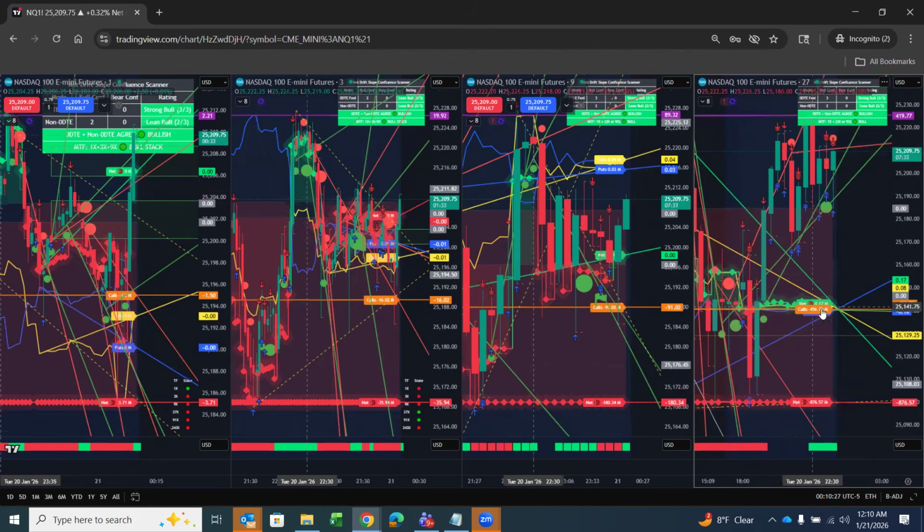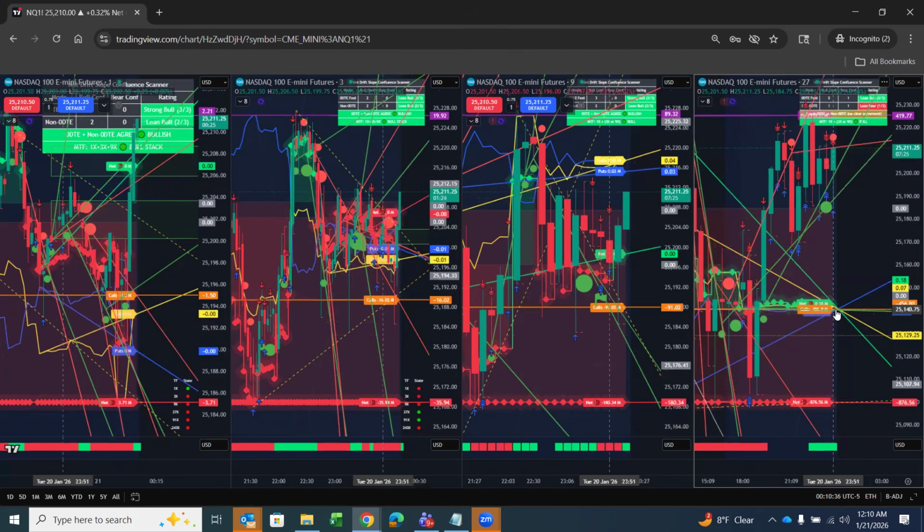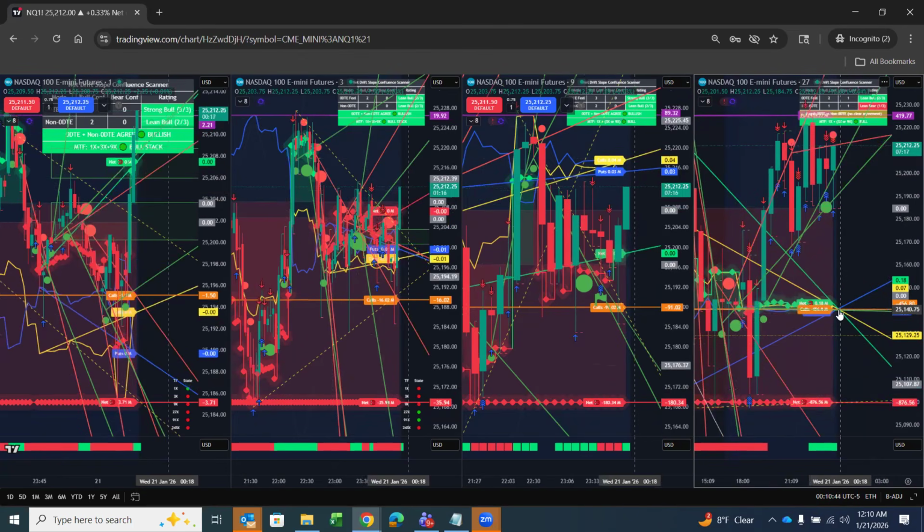That's where all the buyers and bears are, all the way at 25,140. So I do think that price is going to want to be pulled back down to 25,140, and maybe eventually 25,100 on NQ. If 25,140.50 doesn't hold, the price might want to come down.